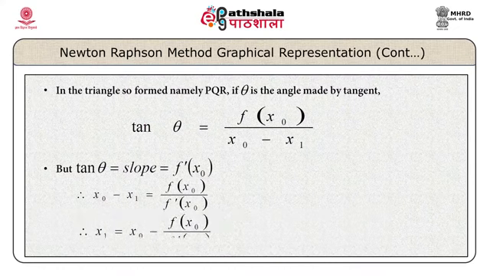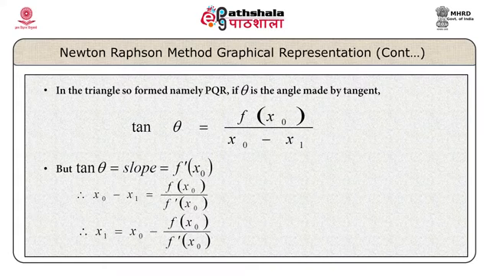Now, tan theta we know is nothing but the slope of the tangent to the curve. So, we can replace tan theta by the derivative of f at the point x0. So, our formula becomes f dash x0 equals f(x0) upon x0 minus x1, and cross multiplying, x0 minus x1 becomes f(x0) upon f dash x0, and that gives x1 equals x0 minus f(x0) upon f dash x0. So, this is how the graphical interpretation of the formula stands.